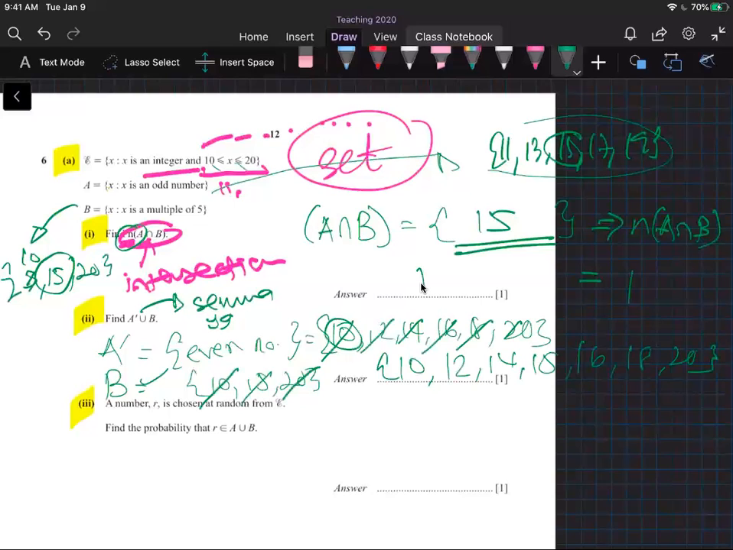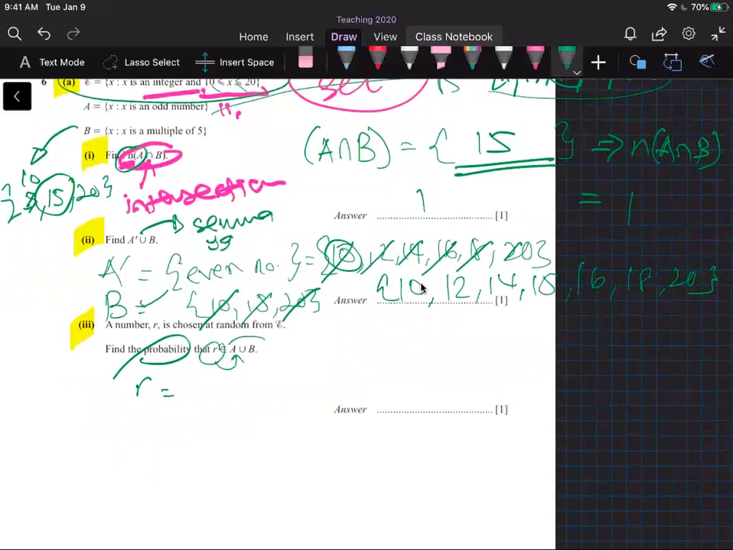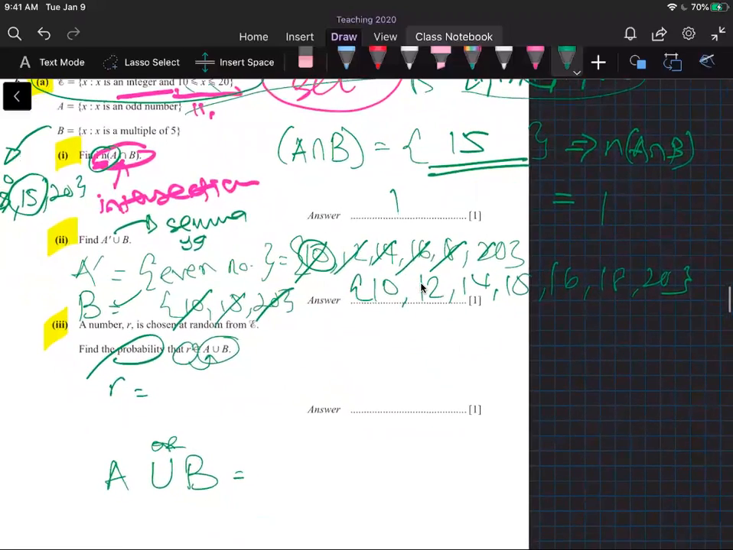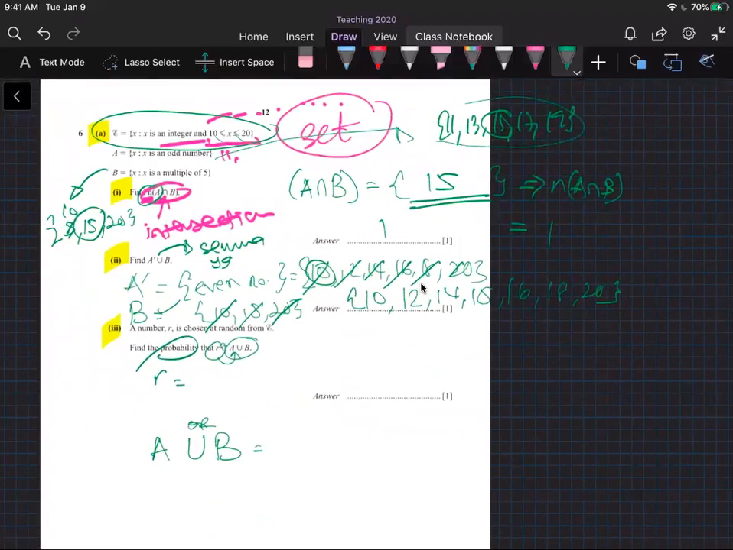A number R is chosen at random from E element di atas sini. Okay, so we don't know what R is, but it's chosen in random. Find the probability that R is in element A or B. R ni di dalam A or B. Okay, so artinya, again or artinya yang ada di dalam dua-dua. So, bukan in common, semua yang ada di dalam ni. So, A or B means nombor 10, 11, 13, 15, 17, 19, 20. R ni di dalam ni.